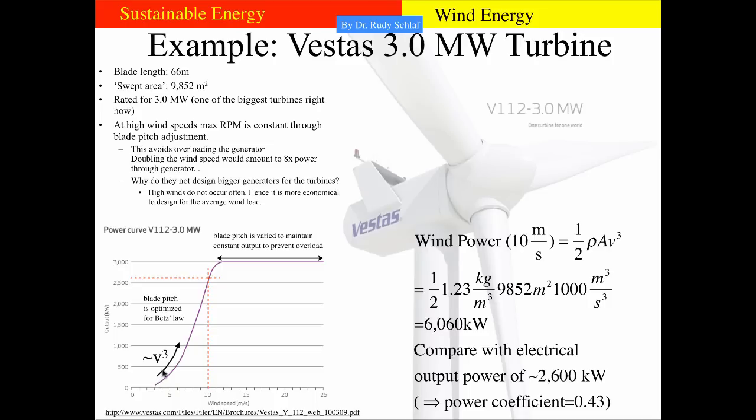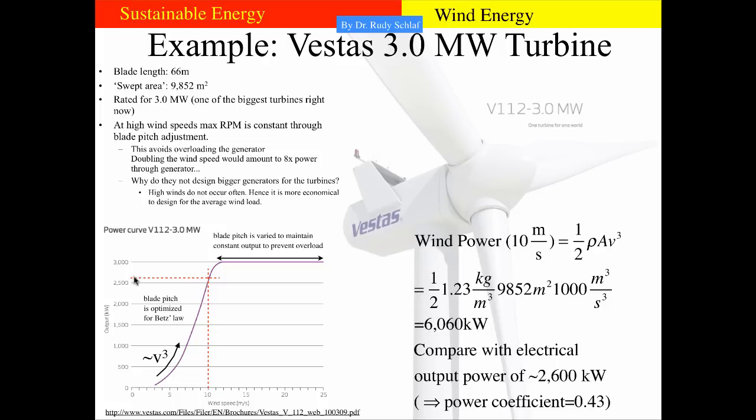It follows the velocity cubed law up to a certain point, and then the output is constant. They do that on purpose by adjusting the blades of the turbine at high winds to prevent overload of the generator, which is designed for a certain average output power that is characteristic for the area where the wind turbine is deployed. So let's examine what happens at a wind speed of 10 meters per second.